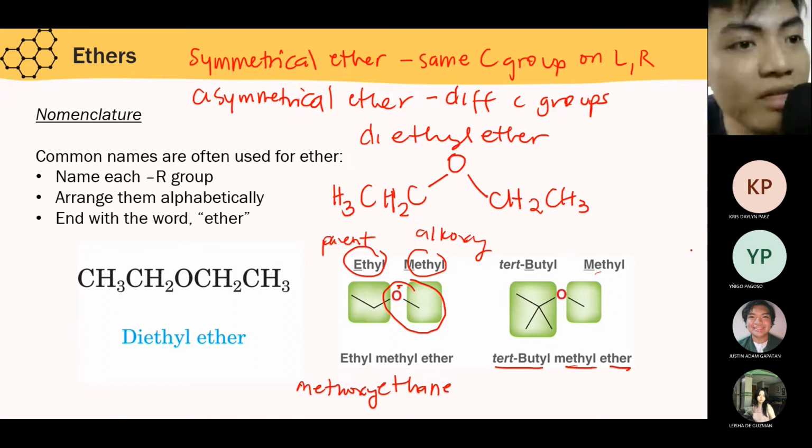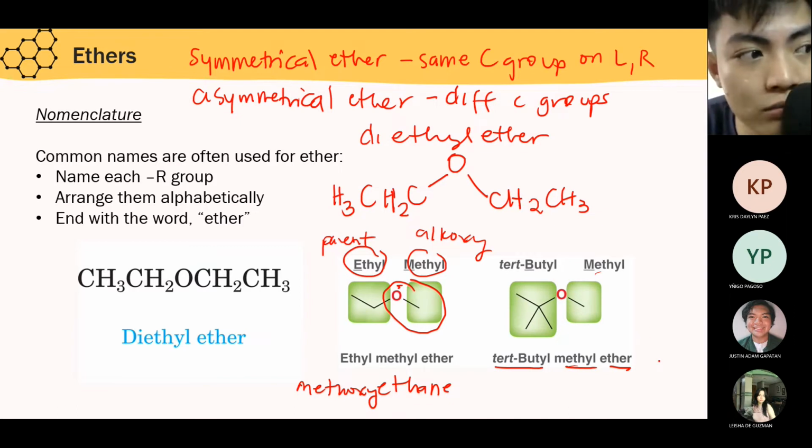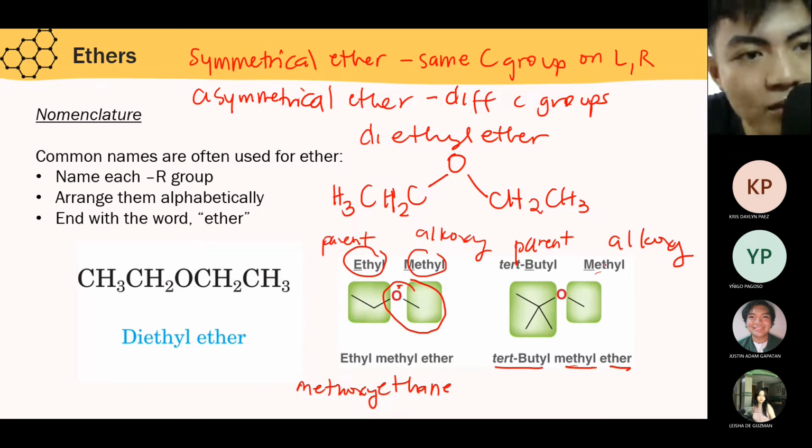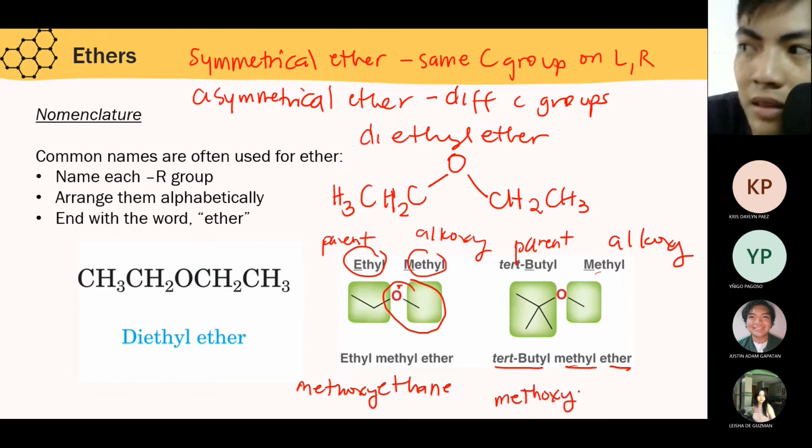Okay, so we have a methyl, we have a tert-butyl. Sino mas malaki yung R group? Obviously, yung tert-butyl, ang daming carbons dun eh. So this will be your parent. This will be your alkoxy. So yung methyl, palitan mo lang ng oxy, methoxy. So this will be methoxy, tert-butane. So ang pangalan niya is yung alkane lang.